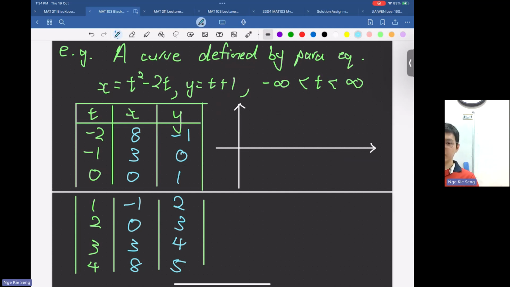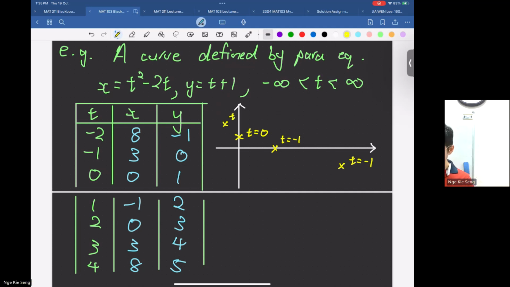So what happens when t equals 0? It is at (0, 1). Let's plot the (0, 1) point here. This is the point where the time is equal to 0. How about t equals minus 1? Minus 1 is (3, 0). So here is t equals minus 1. T equals minus 2 is (8, -1), somewhere further. And then t equals 1 is (-1, 2), so you go up.